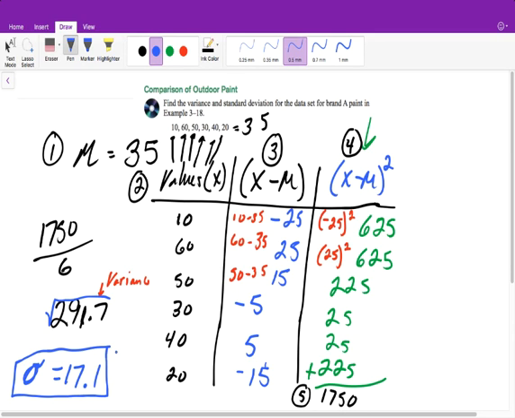So we want to have a small or a low standard deviation if we're doing some sort of test. That tells us that most of our data is close together.